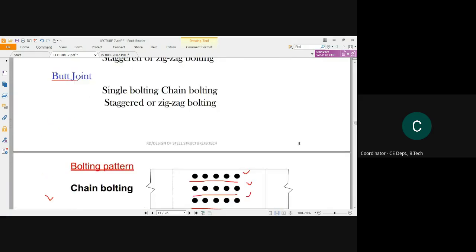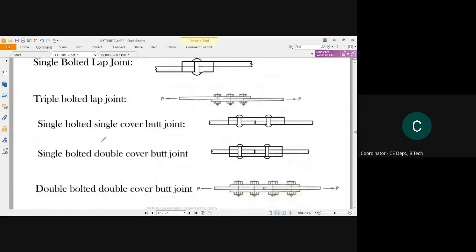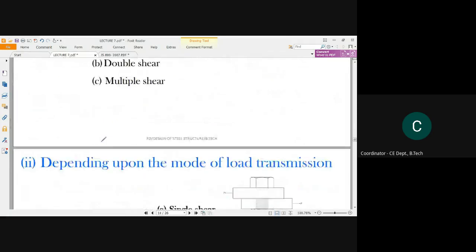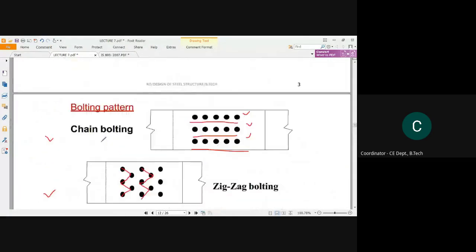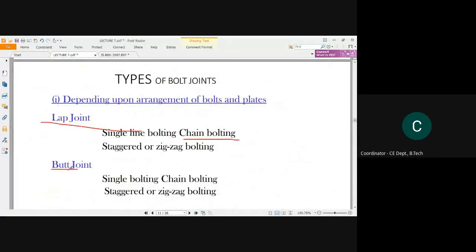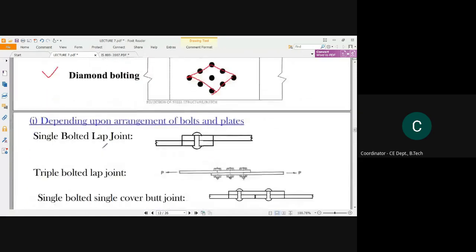Next is butt joint. So butt joint is, let me show you, the butt joint diagram is given. Okay, so we will discuss that butt joint later. Let us just finish the lap joint concept first. Okay, I will come to that.